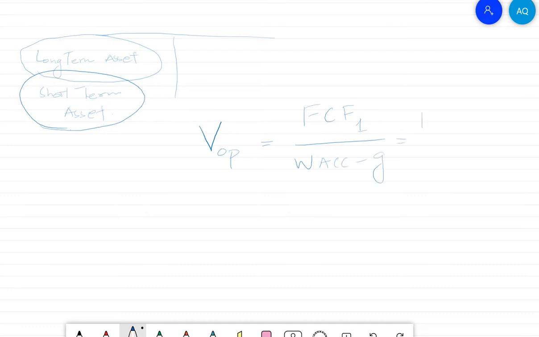So if we have free cash flow of the previous accounting period, we can just include growth over here, and this will be the same. When we have this value of operation, we can just add short-term assets into that, and we will have a value of the firm.